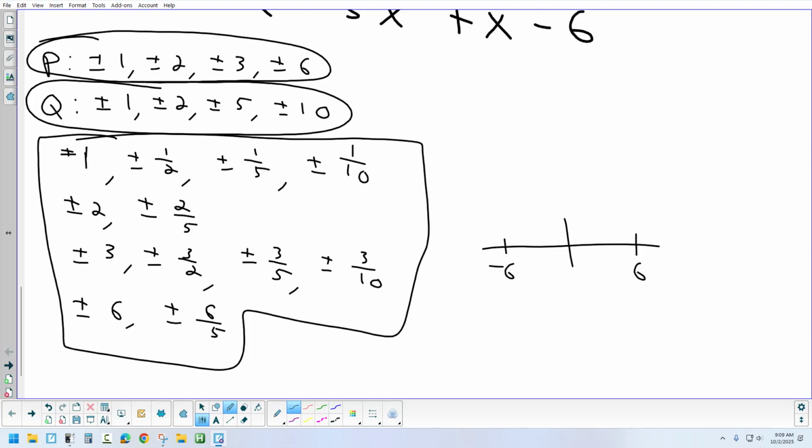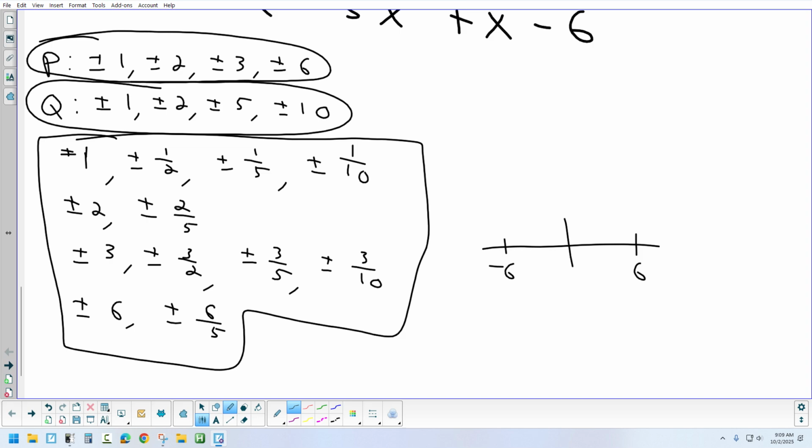Without this theorem, you'd have no idea to look between negative 6 and 6. How do you know it's not over at 27 or down at negative 80? Well, now you know that. It's got to be between negative 6 and 6. Any questions on how we got that list?